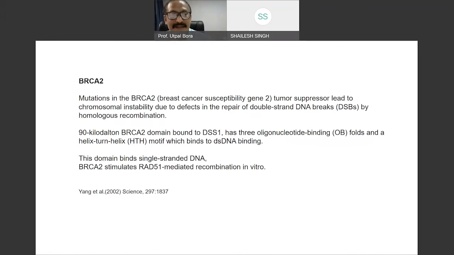Anyway, let us see this particular protein, which is around 90 kilodalton, and this domain has 3 oligonucleotide binding folds. These OB folds we discussed in the earlier case. It has 3 such folds and a helix-turn-helix motif, which binds to double-strand DNA. This domain binds to single-stranded DNA, and this BRCA2 protein stimulates another protein called RAD51, and this mediates the recombination in vitro. They have found it out.